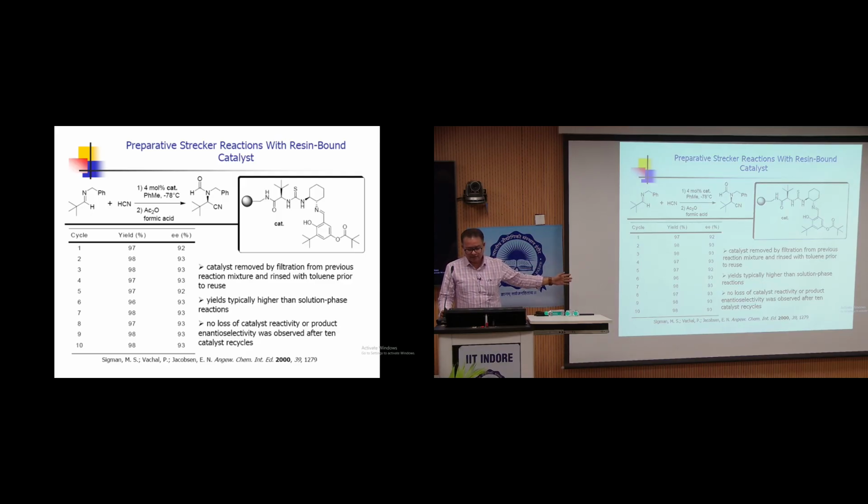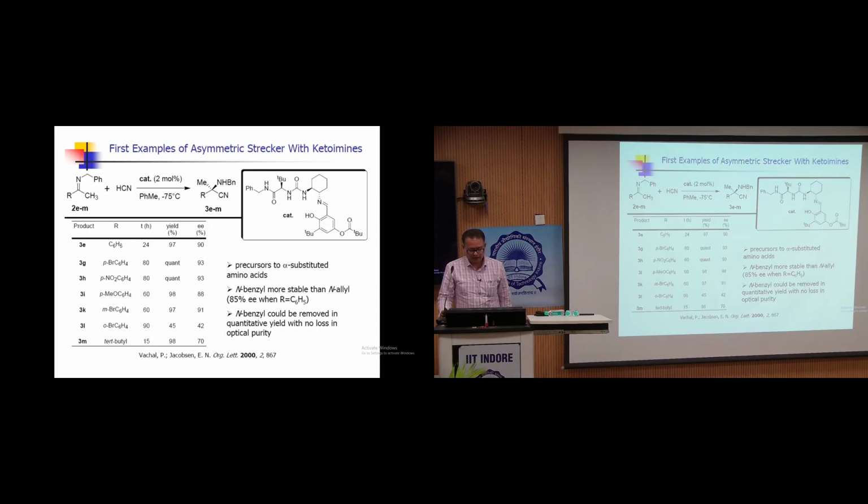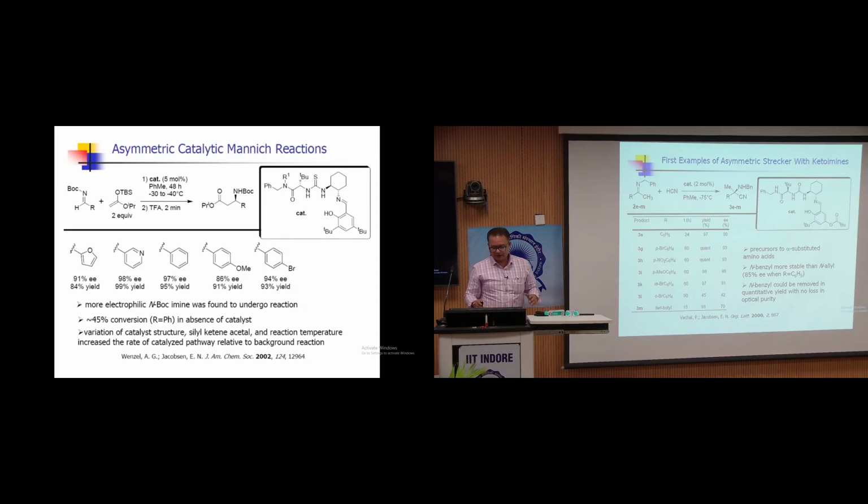Very nice reaction. Okay, there are also similar examples which came up with the Strecker synthesis of ketoimines by the Jacobsen group. One by one, they have used similar catalysts. I will send you the slides. You can go through this, to see how they have gone through different backbones to keep the yield and enantioselectivity very high. Okay.